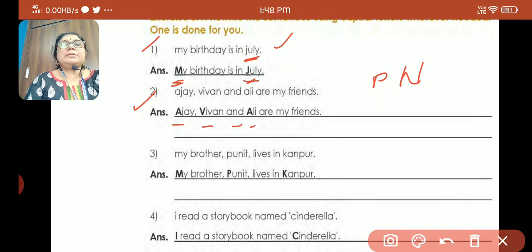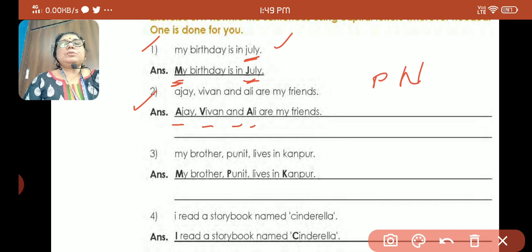Got it, children? Ajay, Viveen and Ali are my friends. Got it? Right. See once again. Ajay, Viveen, Ali are all proper nouns. So each person's name will be written in capital. Ajay, A is capital. Viveen, V is capital. Ali, A is capital. And then we end the sentence with a full stop. So we have done this.